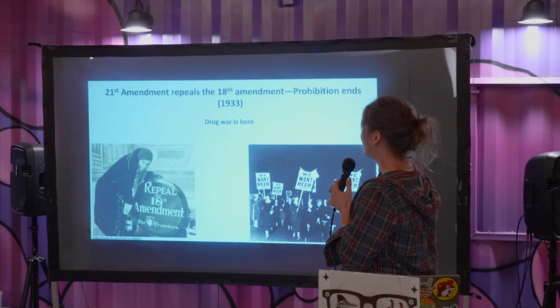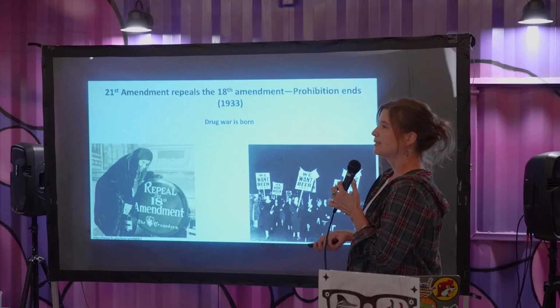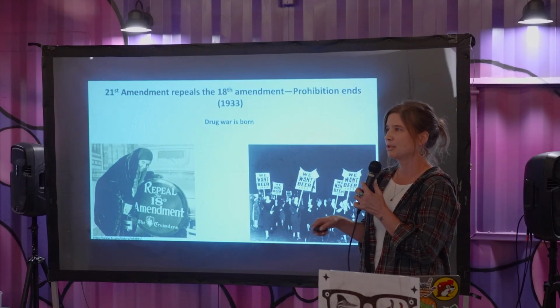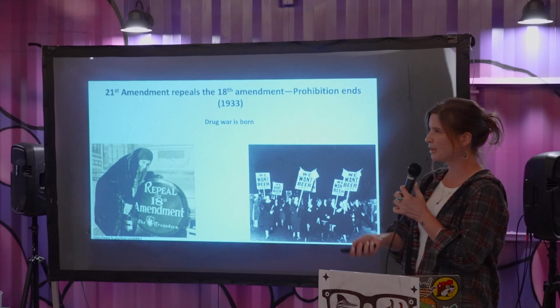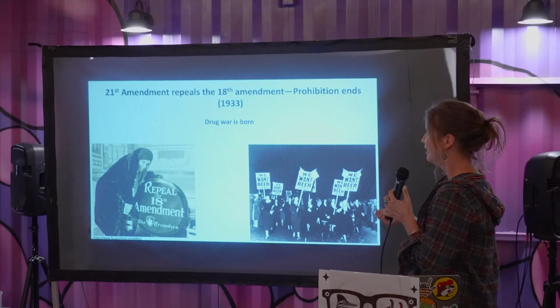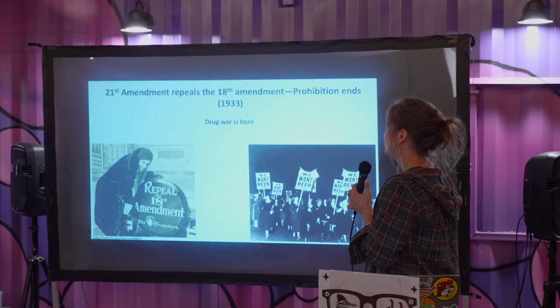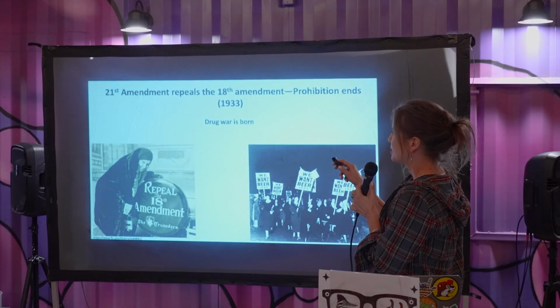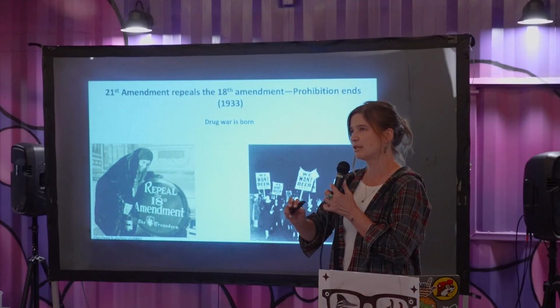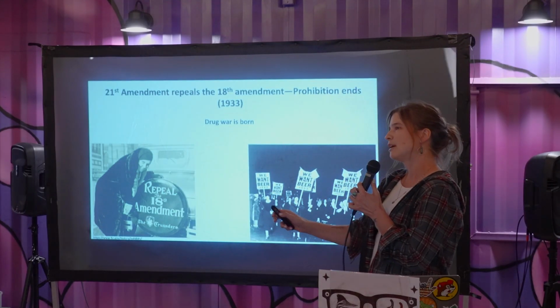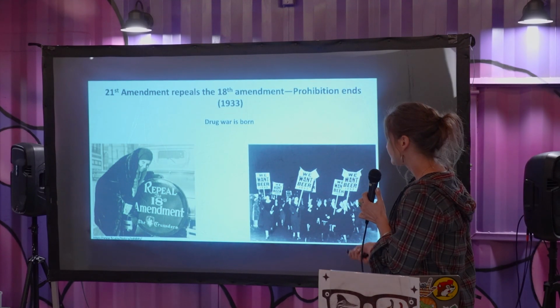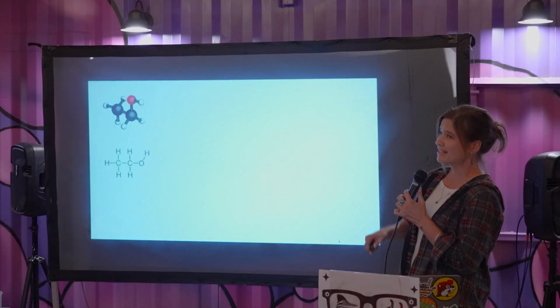And so that ended Prohibition in 1933, and arguably around this time was kind of when the American drug war was born. We're all probably very familiar with the Nixon era, and certainly it snowballed in the 1970s, but this is when the federal regulations shifted away from alcohol towards narcotics and towards marijuana. So that's some of the history.